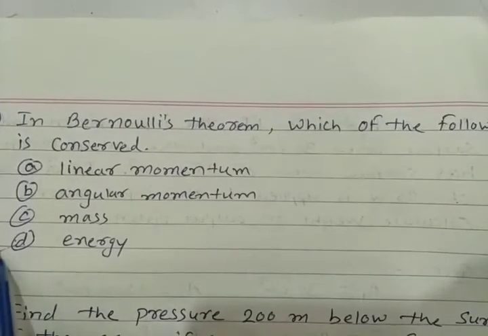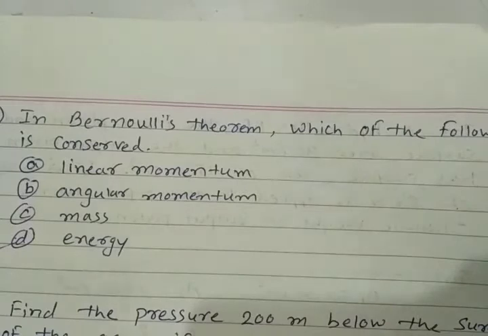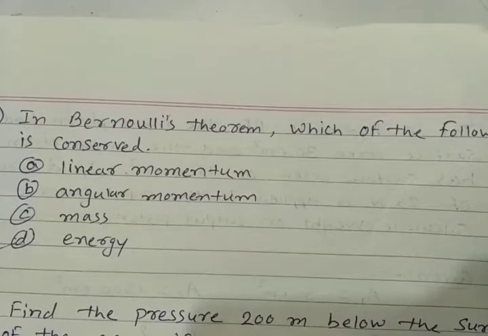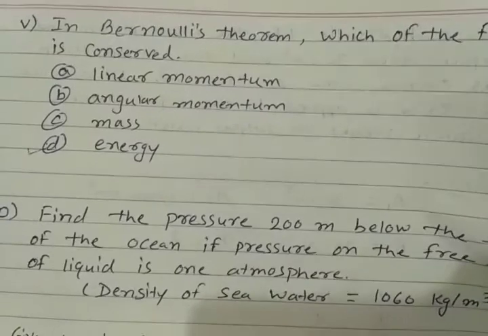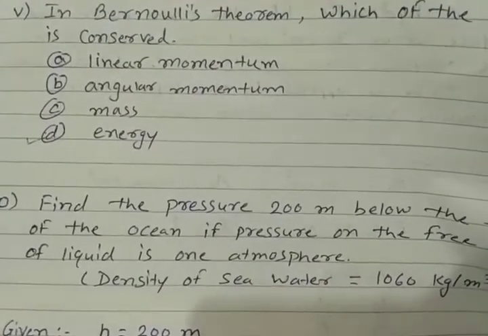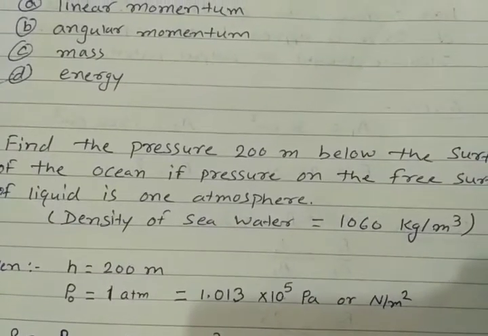Because here it says that the pressure energy, potential energy and kinetic energy remain constant, or it is conserved. And therefore what is conserved according to Bernoulli's theorem? That is energy. Now we solve the numericals given in the textbook on page number 55. The 10th numerical, we start from the 10th numerical.